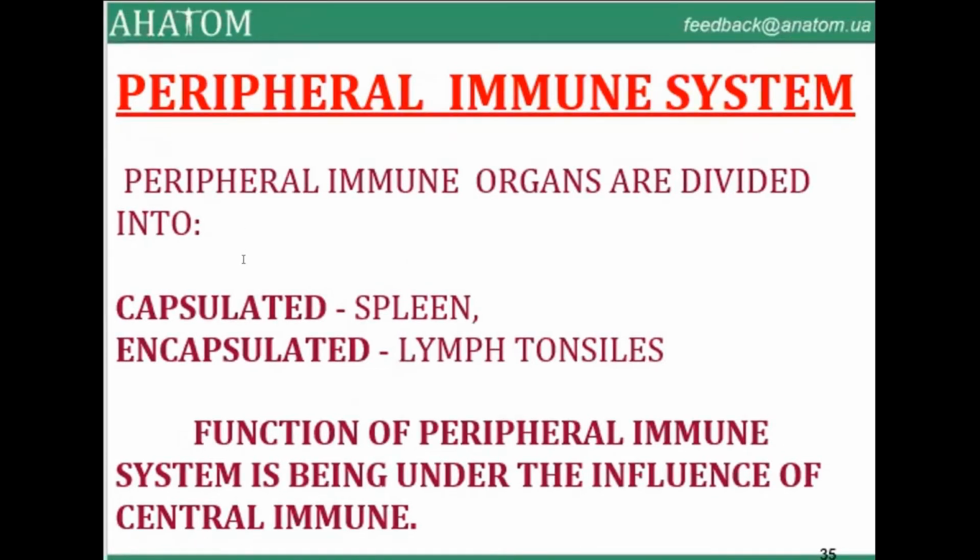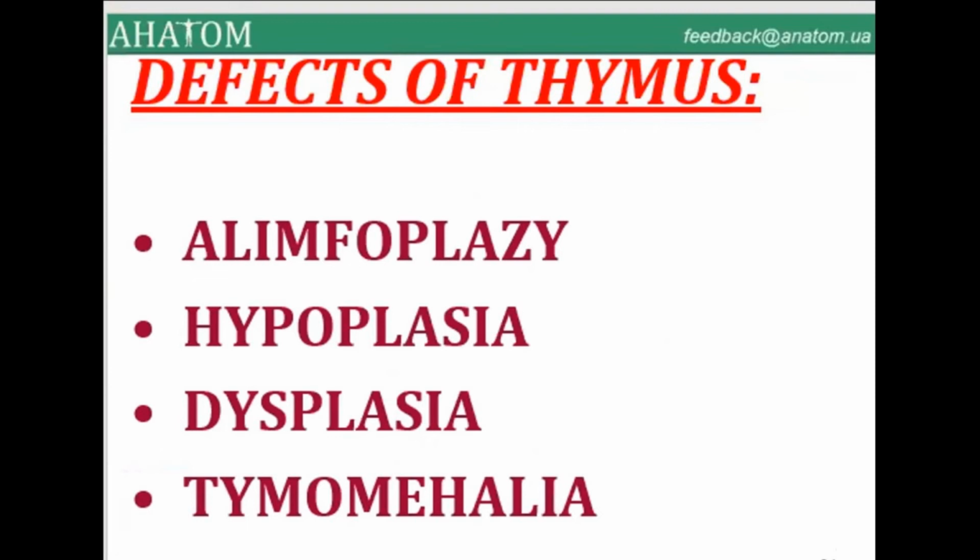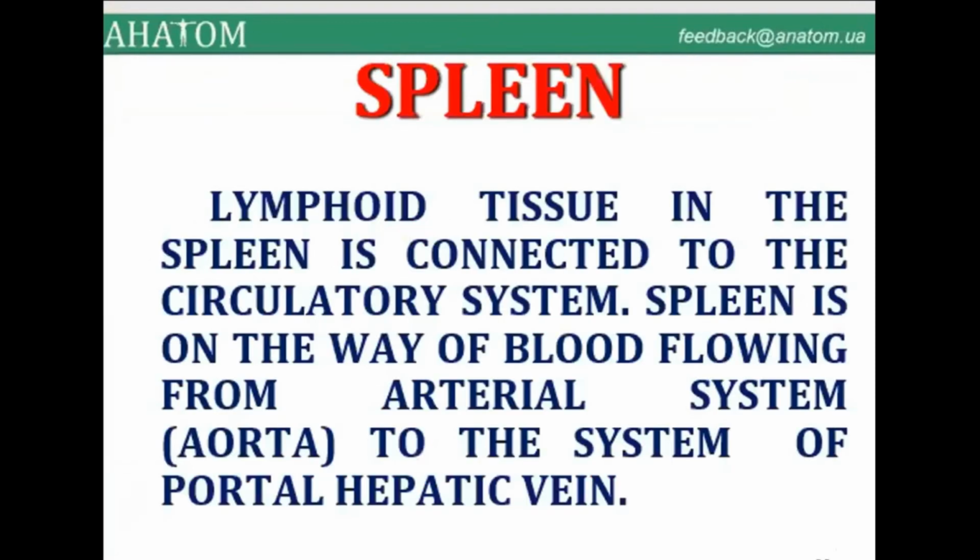Peripheral immune system. The immune organs are divided into encapsulated organs, for example the spleen, and non-encapsulated ones, like the lymphoid tonsils. The function of the peripheral immune system is under the influence of the central immune organs. First one is the spleen.